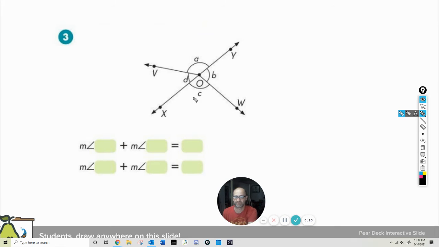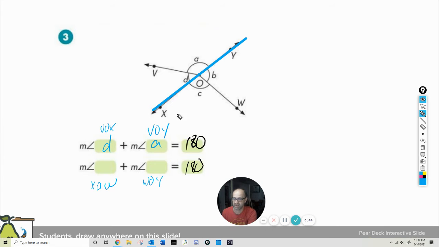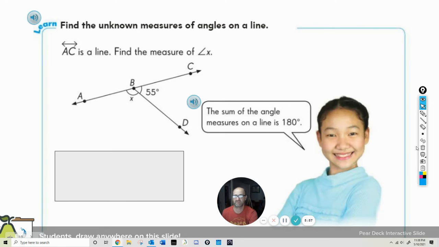Oh, here's what they're looking for. They're looking for the two sets that add up to 180. This is the line that's going to go all the way through. So a couple different ways to do this. You can do VOX and VOY equal 180, and XOW and WOY equal 180, or you could use D plus A, either naming is good, and B plus C. Measure of angle D, measure of angle A, measure of angle B, measure of angle C. That's how you read that. Stuff, words, math.